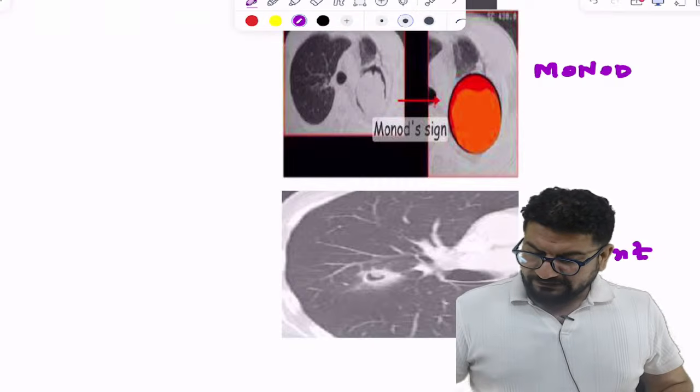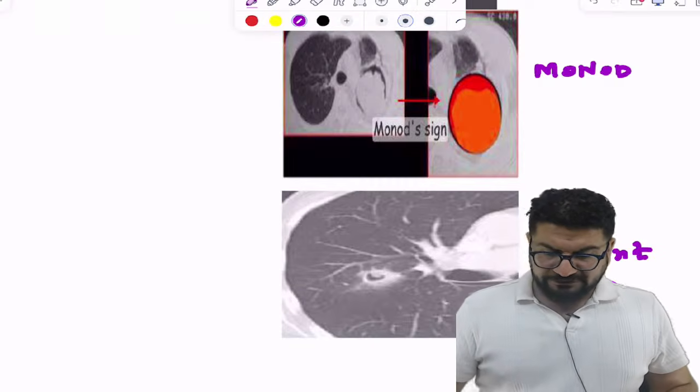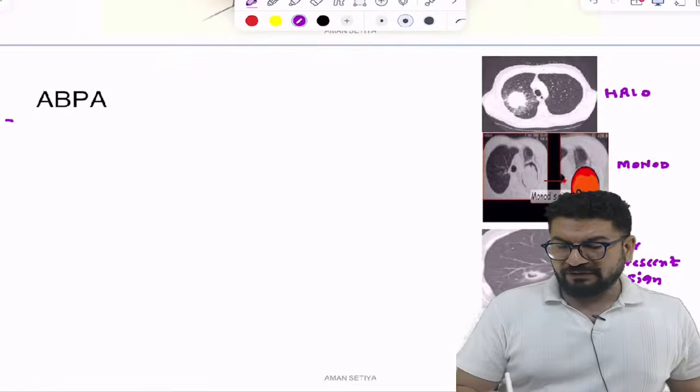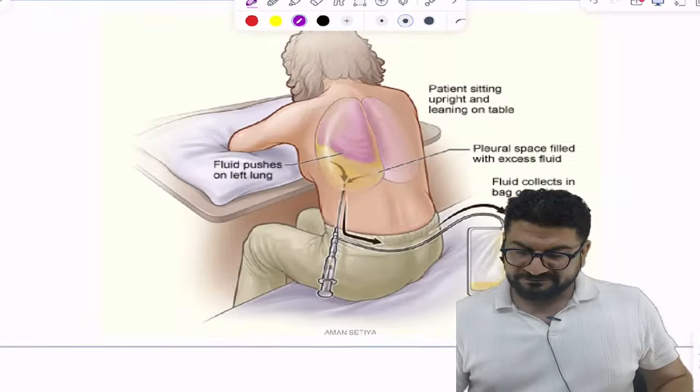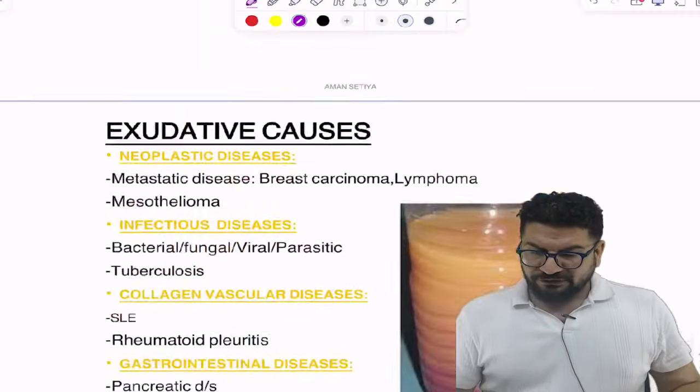Halo sign, Monod sign, air crescent sign. These are signs that we see in ABPA, allergic bronchopulmonary aspergillosis. Okay, now they ask you questions on pleural effusion.